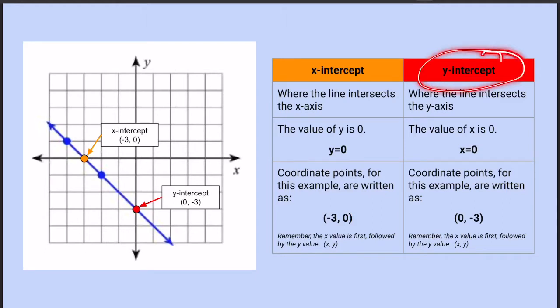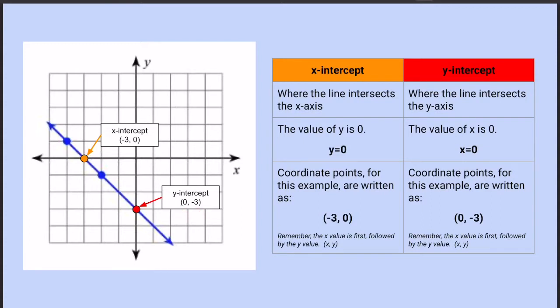Now, how about the y-intercept? The y-intercept is where the line intersects with the y-axis. Now, we know the y-axis goes up and down. So this is the y-intercept, and in this example, the y-intercept is at -1, -2, -3. And if the point is on the y-axis, that means x is equal to 0. That's why the coordinate points are 0 and -3.